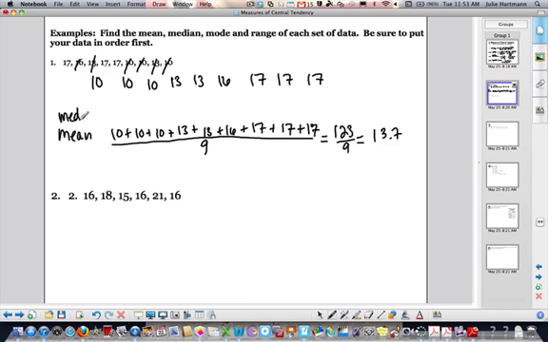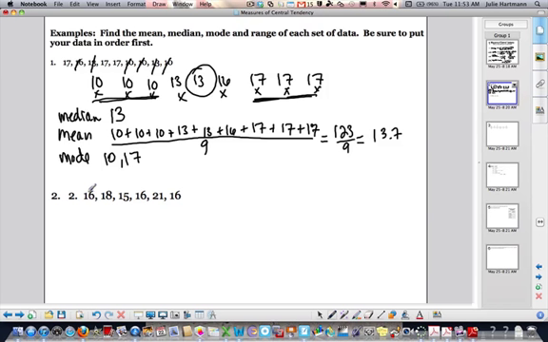Your median is our middle. So if we mark off, there's the ends, and 1 on each, 1 on each, 1 on each. 13 is our middle. That's easy. The mode, which one occurs the most often, we have 3 10s and 3 17s. So we're going to list 2 modes. And then the range is our highest, which is 17, minus our lowest, which is 10. So our range is 7. And that is it.